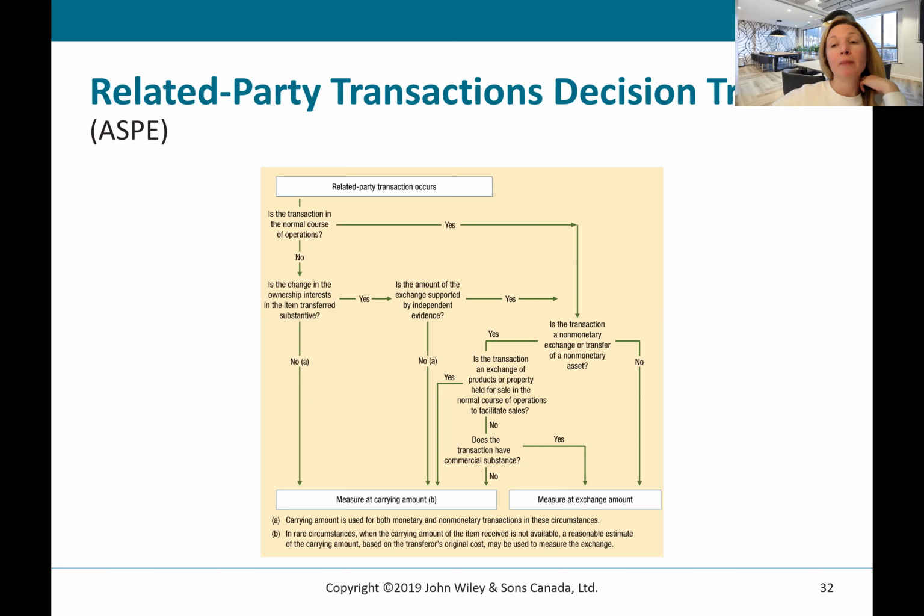So the dealership that let me buy the car for $1,000. We're asked, is the transaction in the normal course of operations? No. Is the change in ownership interest transferred substantive? No. So then we'd have to remeasure it at the carrying amount because there was no change in ownership. The reason I got that car for $1,000 is because I already own the dealership.